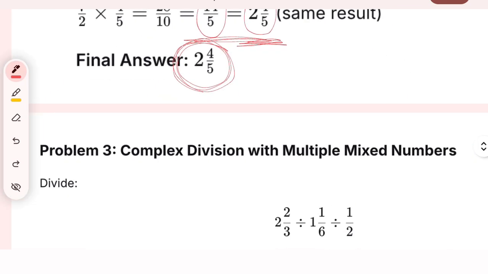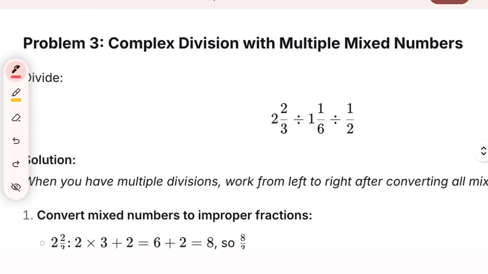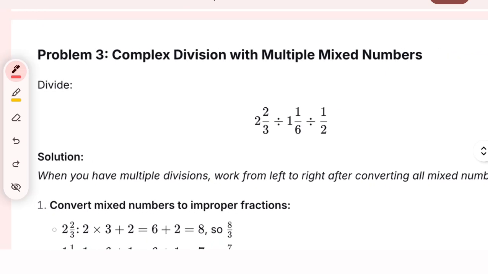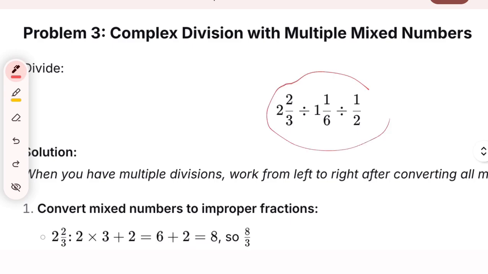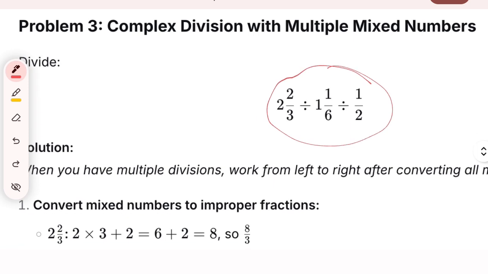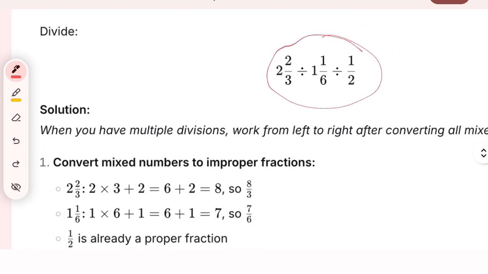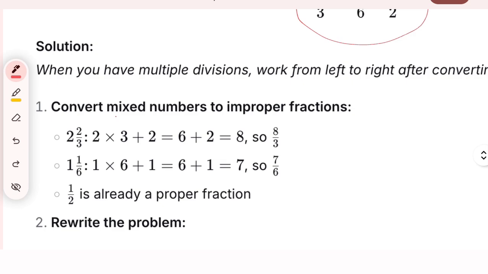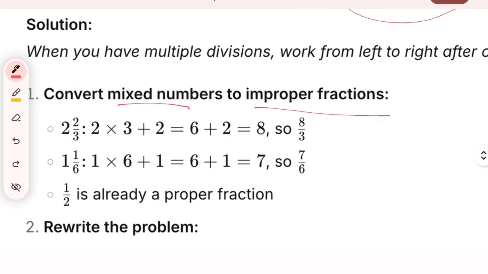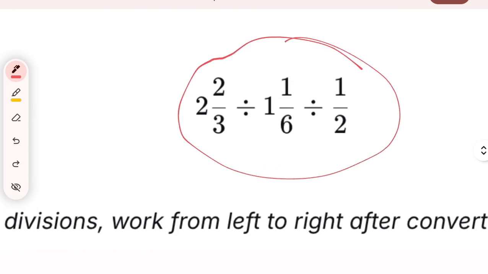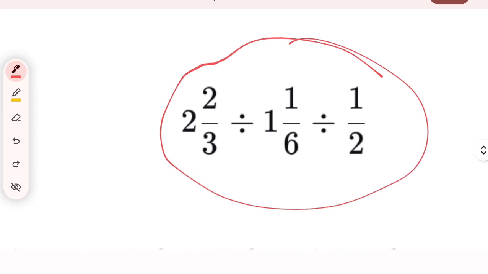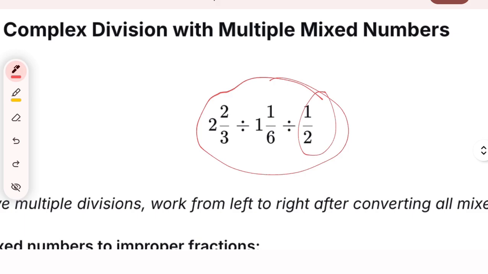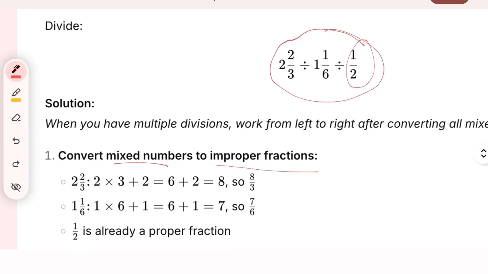So let's have problem number 3. We have here complex division with multiple mixed numbers. We now have 2 and 2/3 divided by 1 and 1/6 divided by 1/2. So the same rules apply. We will convert mixed numbers to improper fractions. We have 2 mixed numbers here: 2 and 2/3 and 1 and 1/6 are mixed numbers. 1/2, there's no problem, it's already a proper fraction.